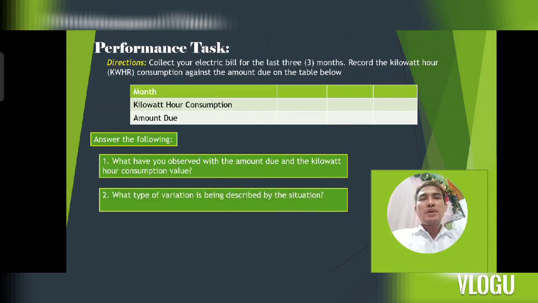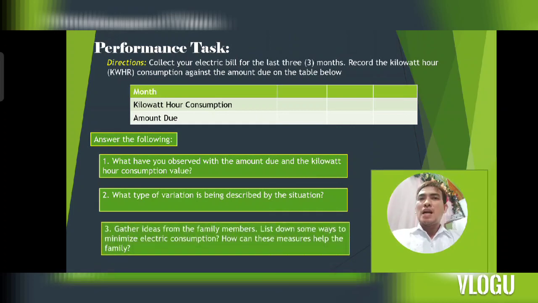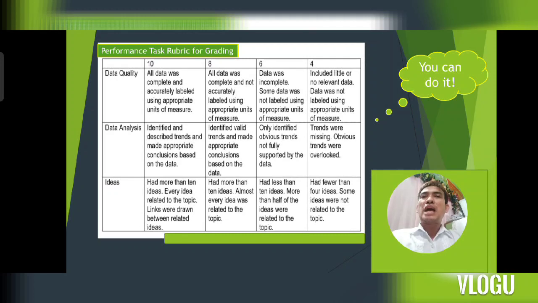What type of variation is being described by the situation? Next, gather ideas from the family members. List down some ways to minimize electric consumption. How can these measures help the family? Of course, you will be guided with our performance task rubric for me to give you the grade. I know you can do it.